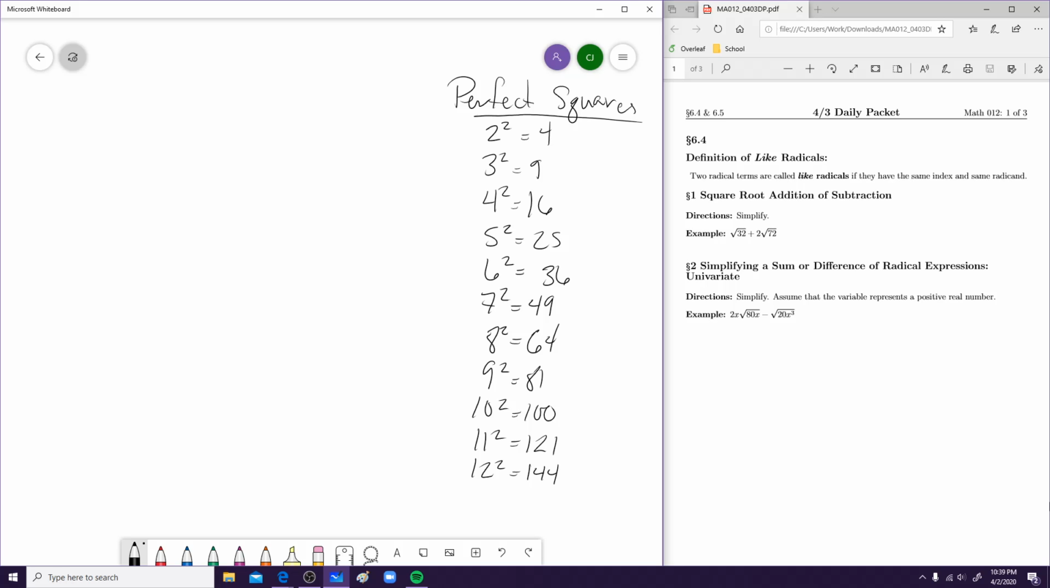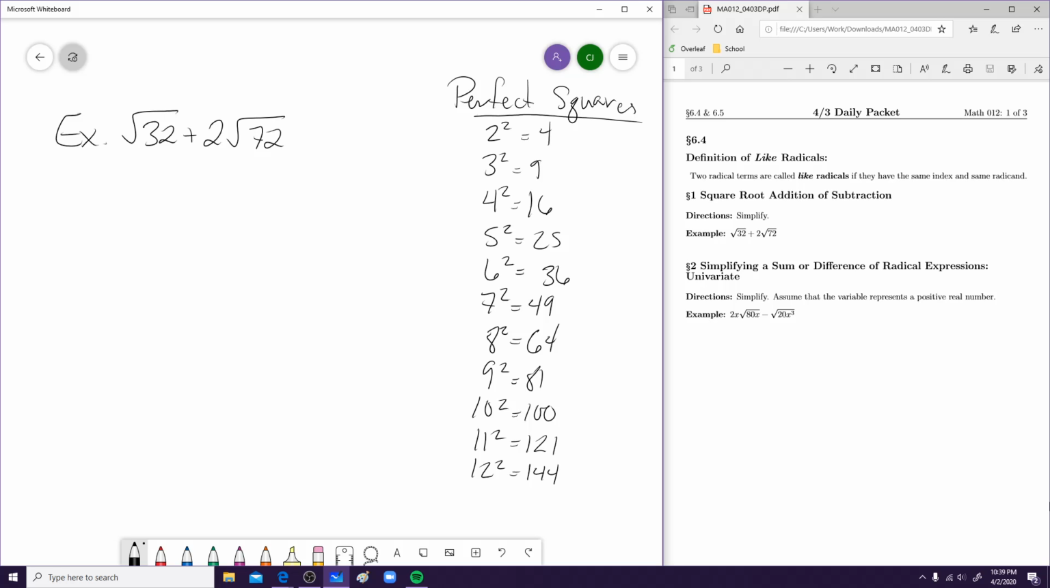which is square root addition or subtraction. So our directions are to simplify. In our example, we have the square root of 32 plus 2 square root of 72. So we want to simplify this.